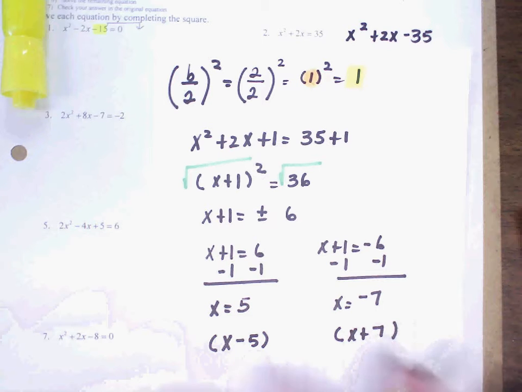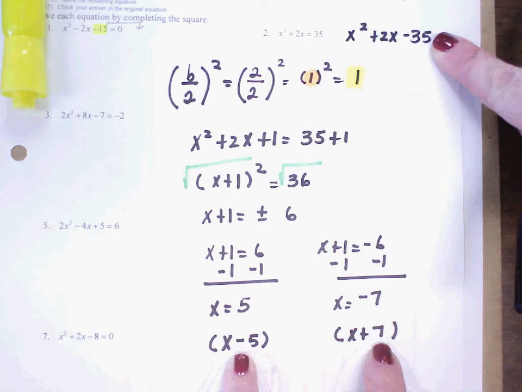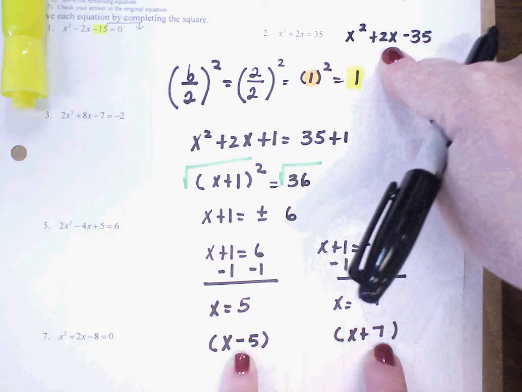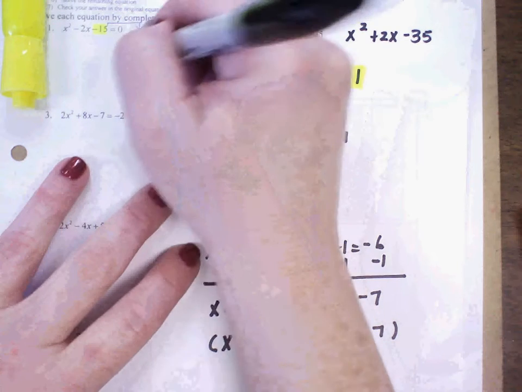Negative 5 times 7, negative 35. Negative 5 plus 7, 2. So that's how I know that I did it correctly. Yay? All right, this was number 2.